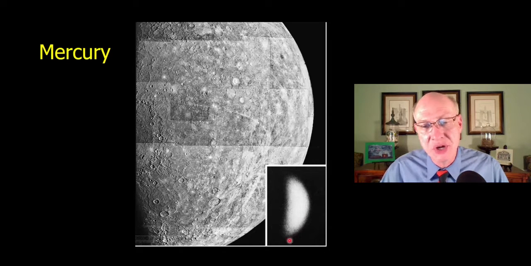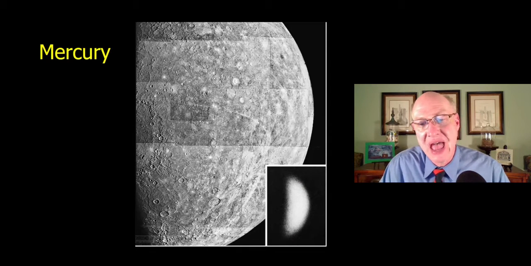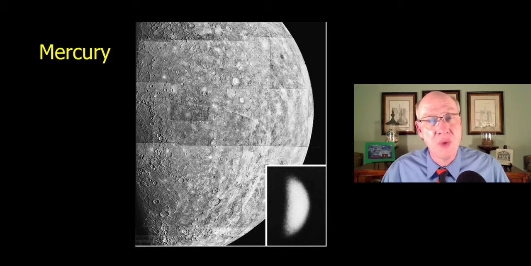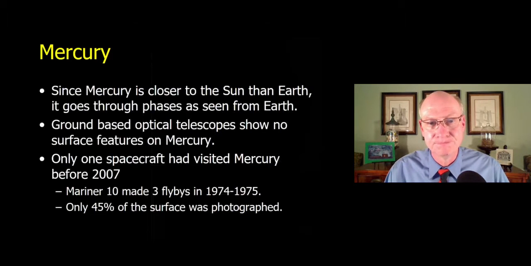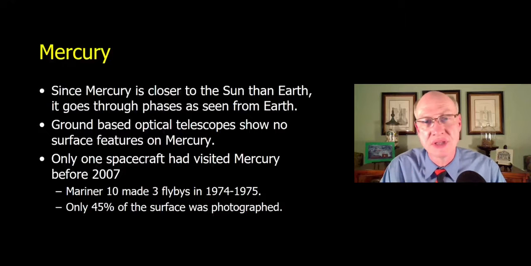So that's Mercury, and that's a pretty decent ground-based photograph of Mercury. Doesn't show you any surface features. You really can't make out any details on the planet. Most of what we know about the details on Mercury, like this patched together photograph that you see in the background, come from spacecraft. And we'll talk more about those spacecraft here in a second. Okay, so since Mercury is closer to the Sun than we are, it goes through phases. Ground-based telescopes don't really show any surface features.